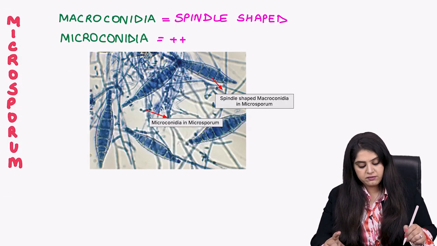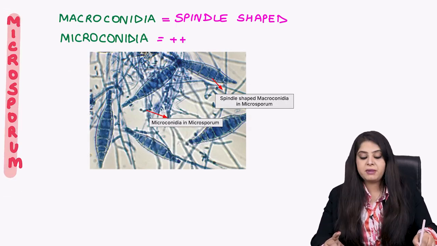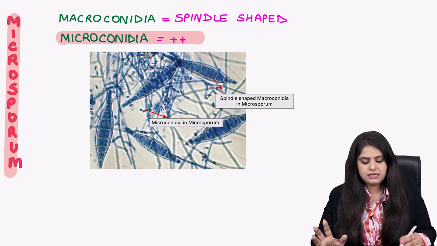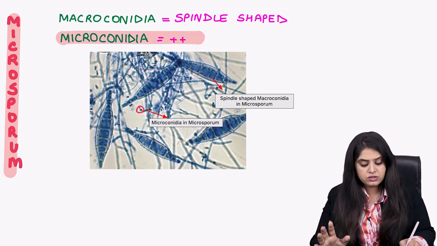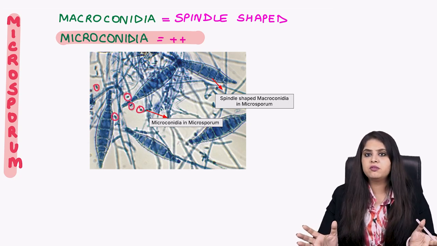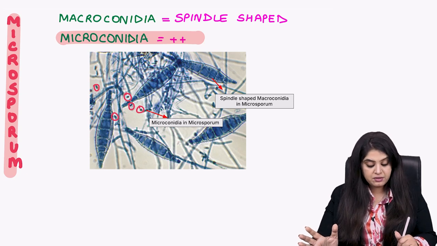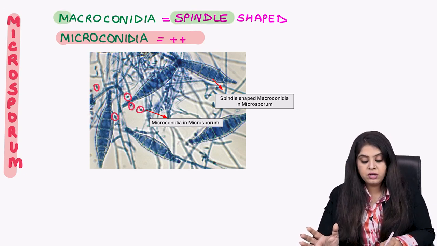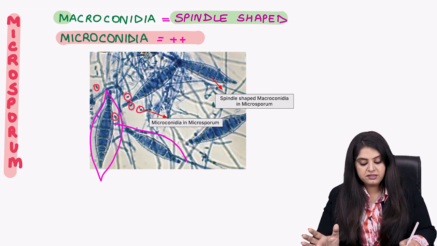Moving on to the next one, which is going to be microsporum. The microconidia are going to become a little lesser. So they're not too much, they are not totally absent. Somewhere in between, I can see a considerable amount of microconidia, but there comes the macroconidia, and as per the mnemonic here, it has to be spindle shaped or fusiform, that you can very well see over here.